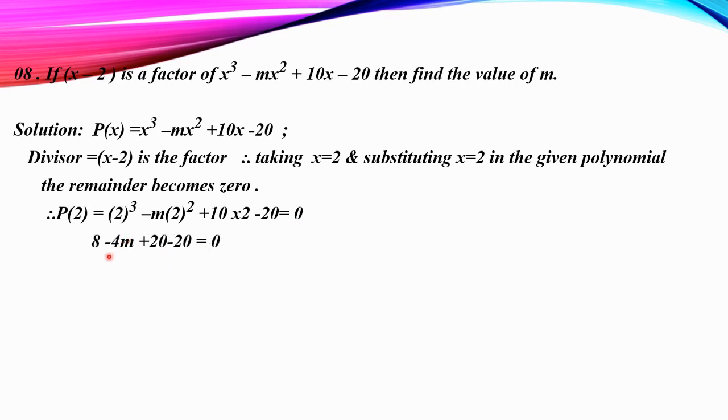Therefore, solving we get 2 raised to power 3 will become 8 minus 4m plus 20 minus 20 is equal to 0. Here minus 4m will be equal to minus 8 as 20 and minus 20 is cancelled. Minus and minus will be cancelled from both sides. m is equal to 8 upon 4 and that is equal to 2.